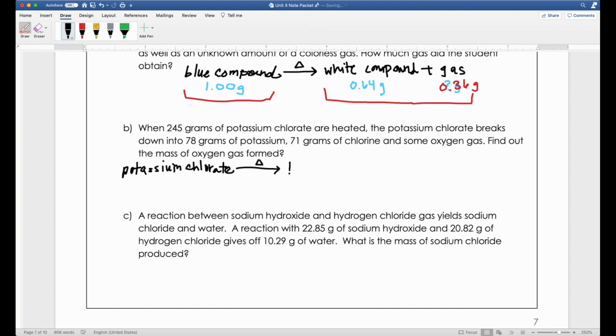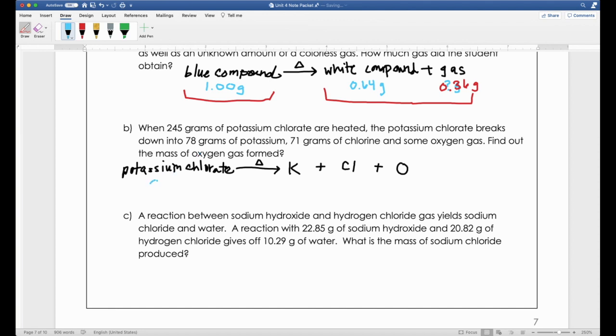And when you do that, you're going to produce some potassium. I'm just going to write symbols for these. We're producing chlorine and we're producing oxygen. And this is not the correct formula for anything, but we really don't need formulas to figure this out. So let's pick a different color again. Stick with blue, I guess.